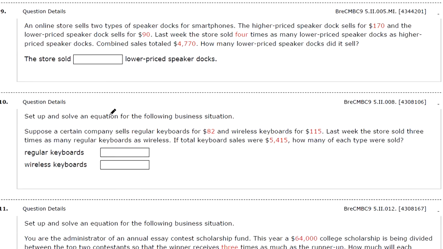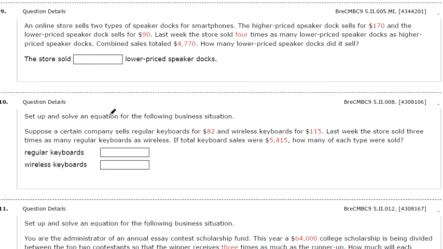This is more important, though. The translating a problem into an equation. Trying to take a type of potential real-world situation, making it into an equation. An online store sells 2 types of speaker docks. The higher-priced speaker dock sells for $170, and the lower-priced speaker dock sells for $90. And last week, the store sold 4 times as many lower-priced speaker docks as higher-priced speaker docks. Combined sales, $4,770. How many lower-priced speaker docks did it sell?